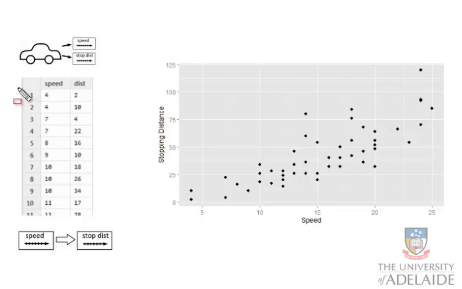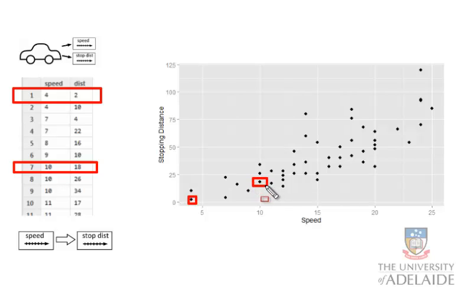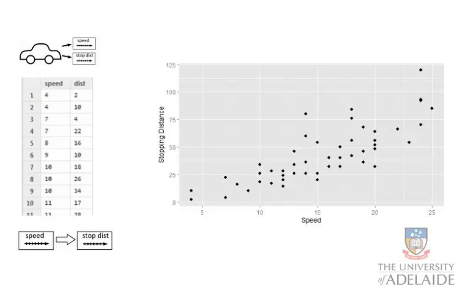So this row here is a car which has speed 4 and stopping distance 2, and that would correspond to this point here because it lines up with 4 on the speed axis and 2 on the stopping distance axis. And this row here, which is a car with speed 10 and stopping distance 18, would correspond to this point here because it lines up with 10 on the speed axis and 18 on the stopping distance axis. Now there's some terminology for what goes on these axes. This one is called an outcome variable, also known as a dependent variable or a response variable, depending on who's teaching you.